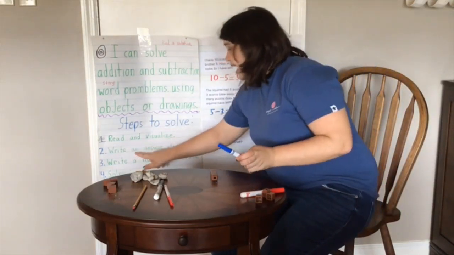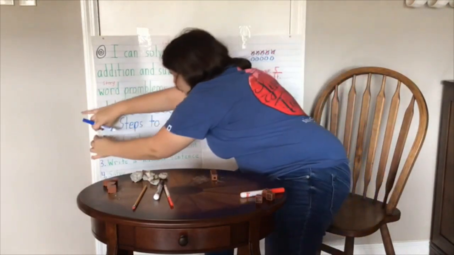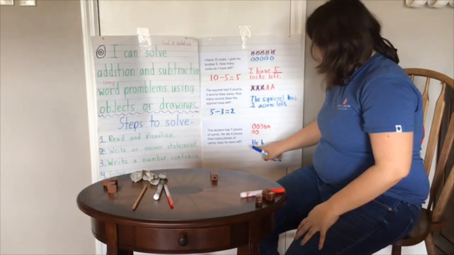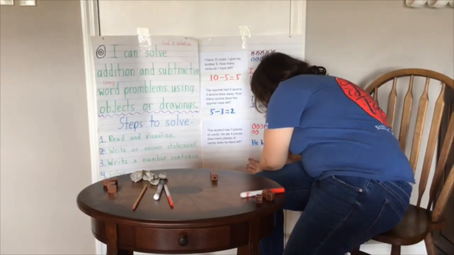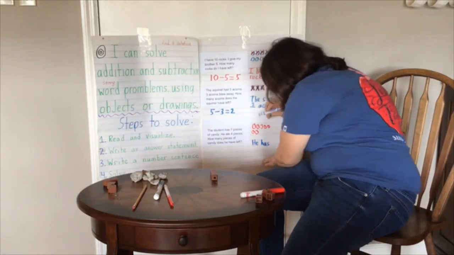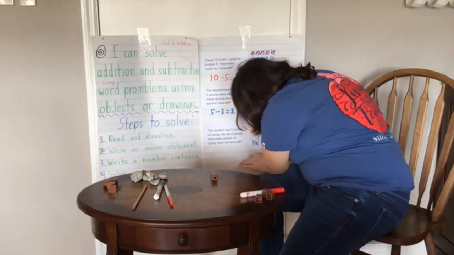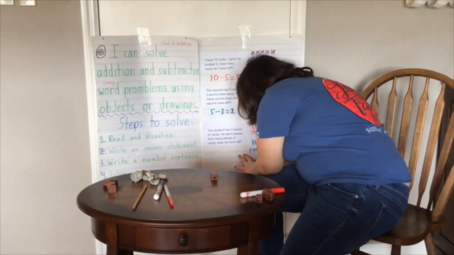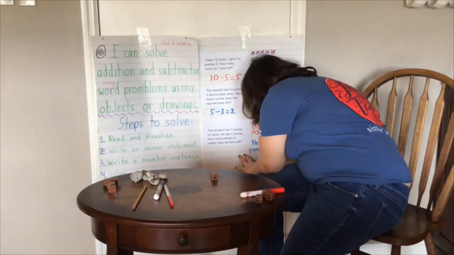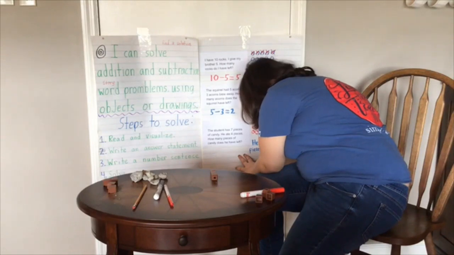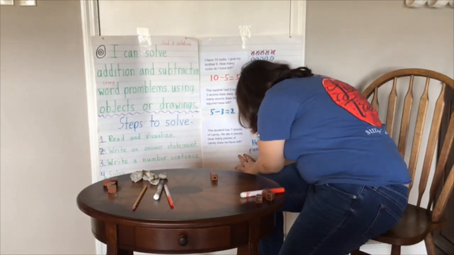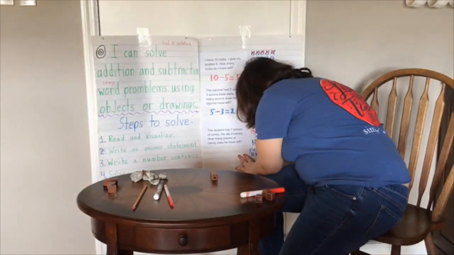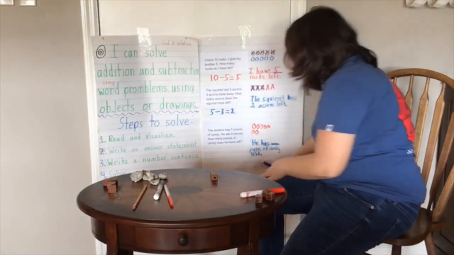Second, write an answer statement. He has blank pieces of candy left. Then a period at the end.